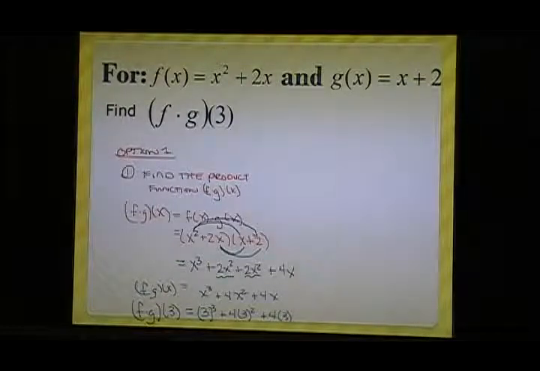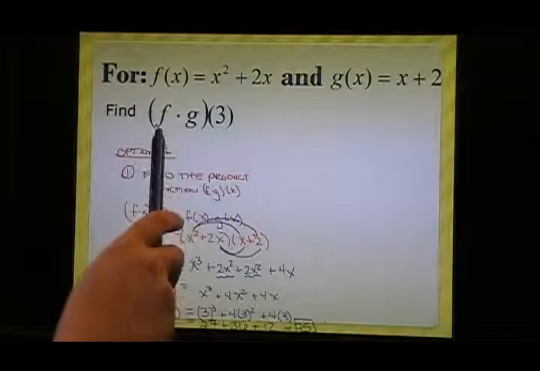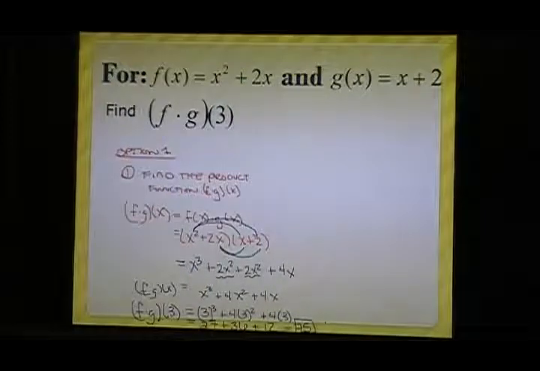So what does that give? You might want to grab the calculator. That's 27 plus 4 times 9, that would be 36, plus 12. And so if we add 27, 36, and 12, we end up with a sum of 75. So using this long drawn out method, we found that f times g of 3 is 75.